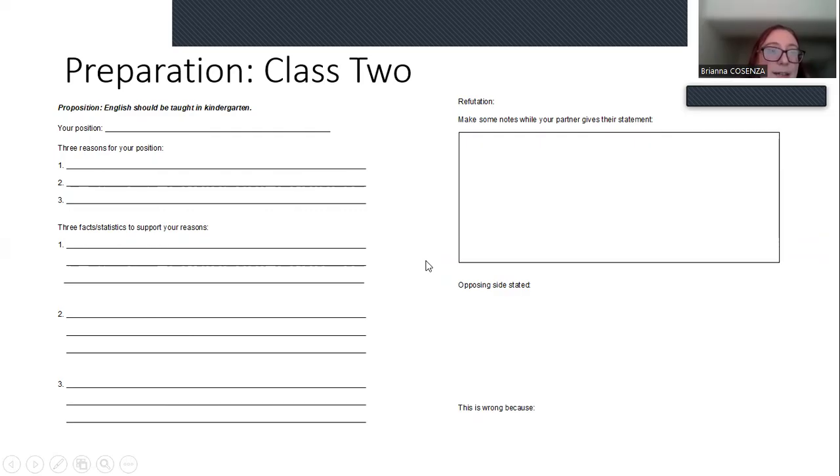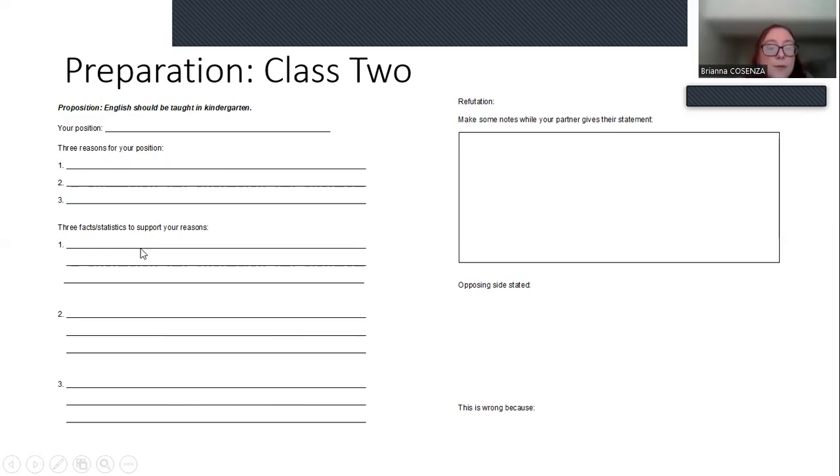Class 2 is when we do full style practice with their partner. So, English should be taught in kindergarten. Again, they rock, paper, scissors, and then loser, winner. Winner agrees, loser disagrees. So I tell them that they have some class time, maybe about 20 minutes or so, to find information to back up their reasoning.